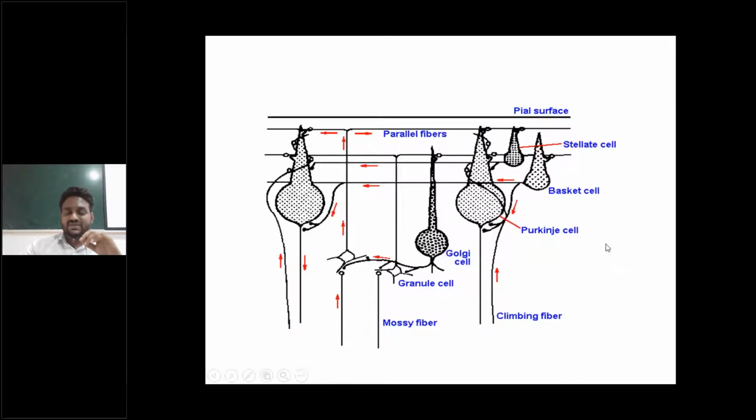So Purkinje cells of the cerebellum, this is a short notes question from histology. Purkinje cells are the characteristic cells of the cerebellum, big in size compared to the other cells. They form the Purkinje cell layer of the cortex. If you see the shape of these cells, they are flask shaped, and also we can see the input and output fibers of these Purkinje cells. So this is about the cells of the cerebellum.